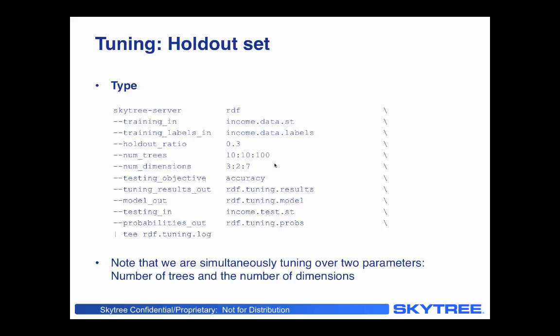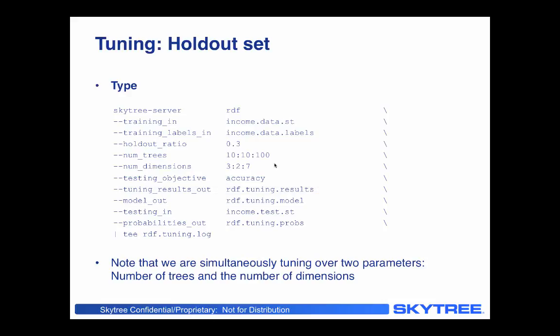To pick the best model among all the ones that we try, we have to actually specify a criterion. And for this, we use the testing objective option, and then specify the criterion that we would like to use. So in this particular run, we would like to maximize the classification accuracy, which is the same thing as the fraction of correct label predictions. If you would like to use other criteria, such as the F-score or the Gini score, you can pick those too. We then use the tuning results out option to specify the file where we want to write out the tuning results. So this file will contain the tuning results in a nice tabular format that we can read later.